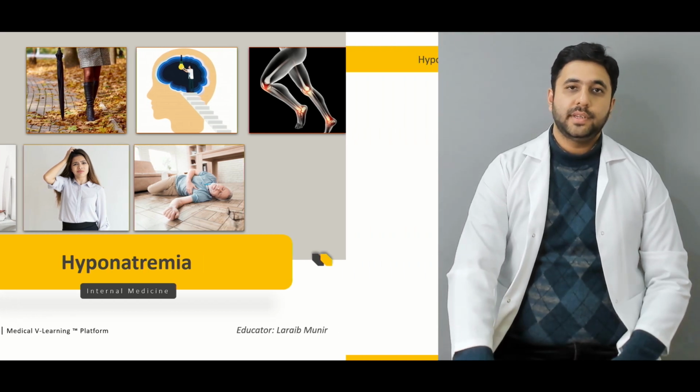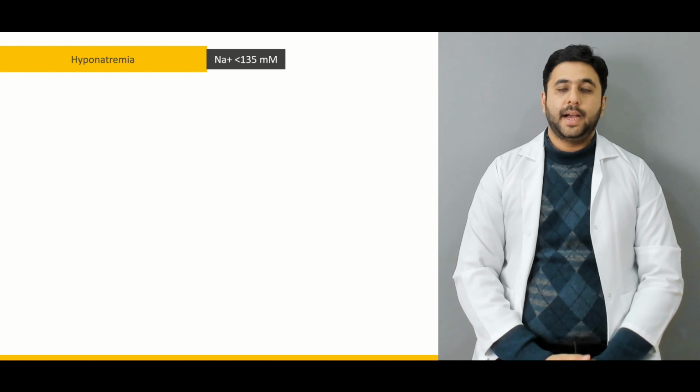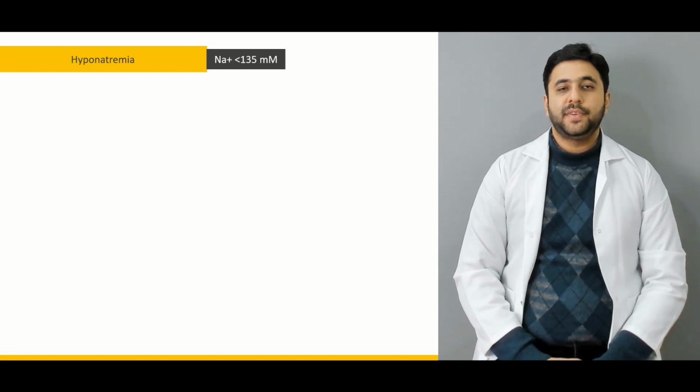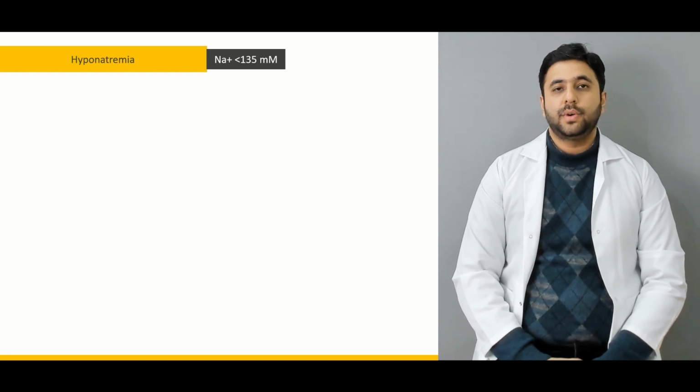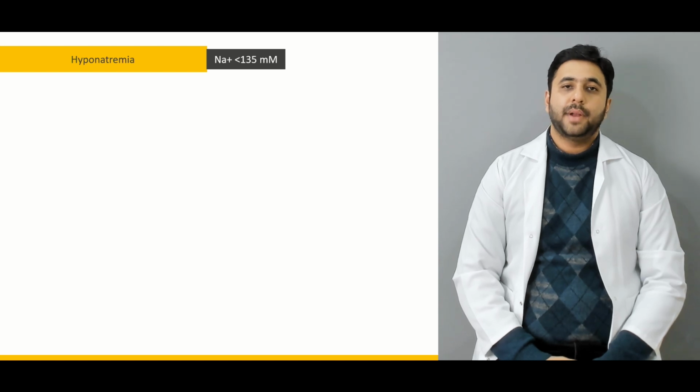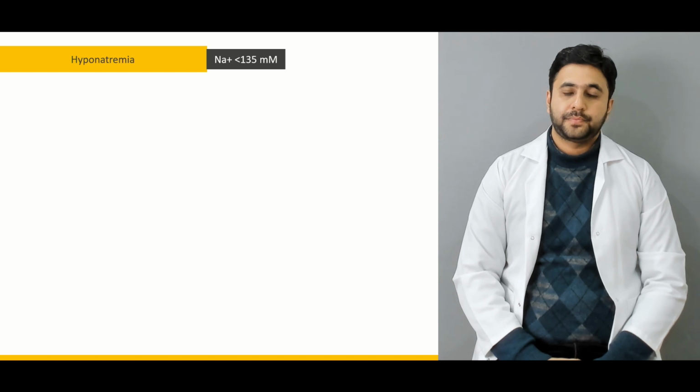So let's get into the details of today's topic, hyponatremia. As you know, the normal plasma sodium concentration is between 135 millimoles to 145 millimoles. So hyponatremia is defined as the plasma concentration of sodium less than 135 millimoles.